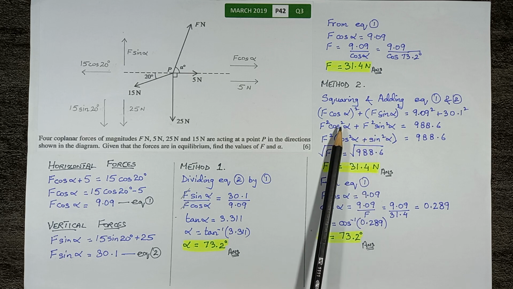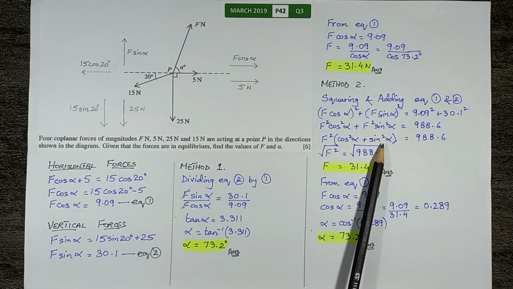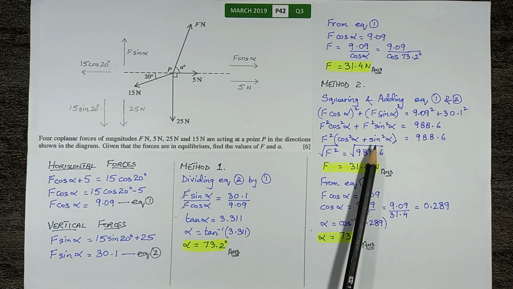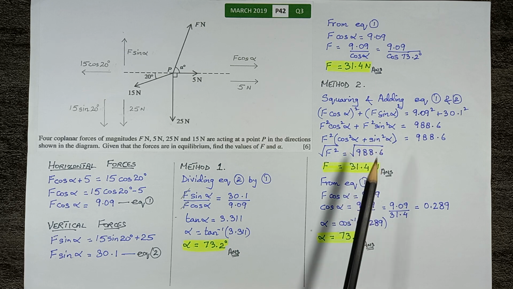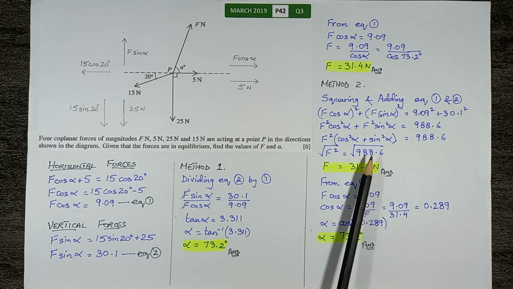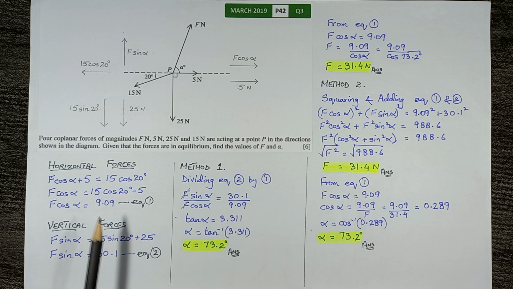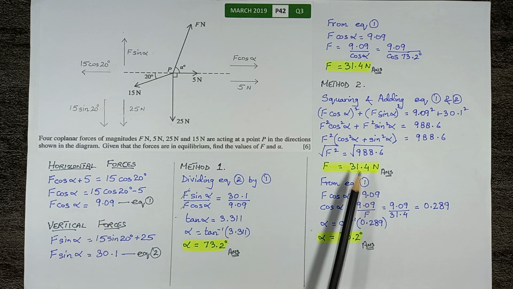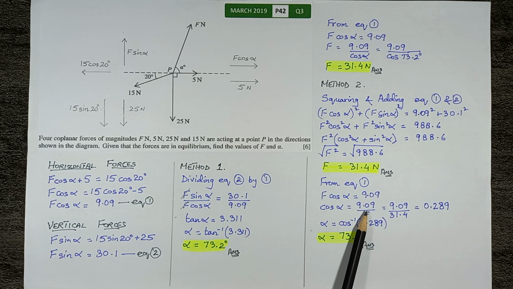Taking F square as common, we are left with cos square alpha plus sine square alpha in the bracket, and we know that cos square alpha plus sine square alpha is an identity, so that is equal to 1. So we are just left with F square equals 988.6, taking the square root and getting the value of F. Then placing this value of F in any of the equations, whether equation 1 or 2. For example, if we take equation 1, which is F cos alpha equal to 9.09, place the value of F over here, divide, and we have 0.289, taking cos inverse, and finally getting the angle.